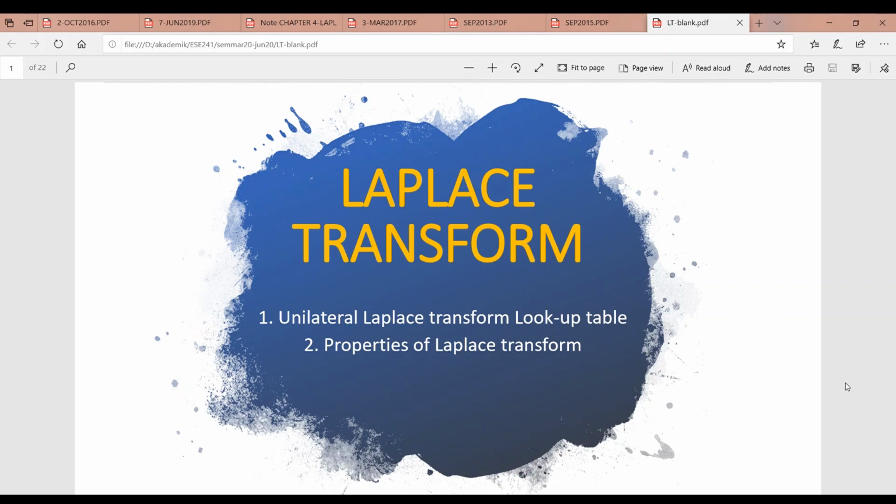Okay, so in this chapter ada dua lah. Yang pertama, I nak explain unilateral Laplace Transform dekat table. Table tu macam mana nak baca. And then the second one, kita nak tengok, go through to the properties. Okay.